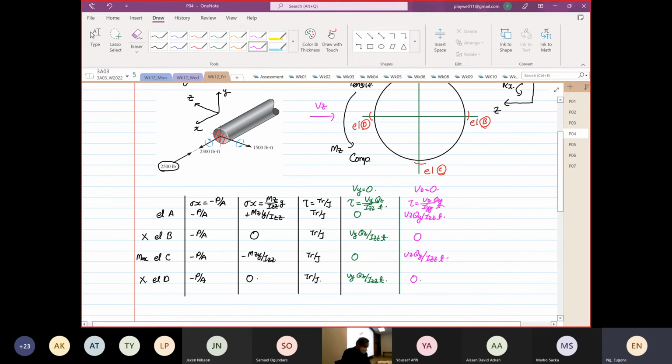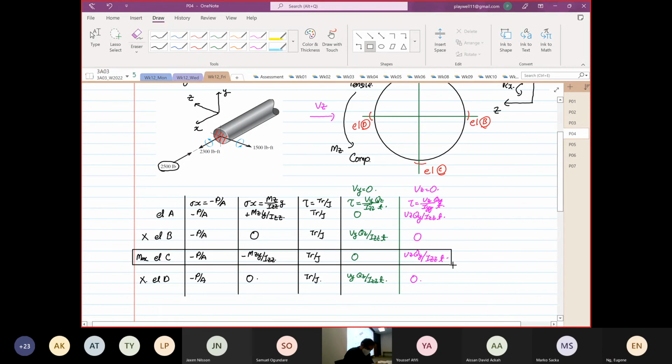So from here, we know the element to select due to normal stress. We are going to analyze element C. Does that make sense? Yes or no? Why? Because the axial load is in compression and the bending moment is in compression. We did not pick element B or A because the axial load is compression but the bending is in tension. It will not show the maximum magnitude in terms of normal stress.